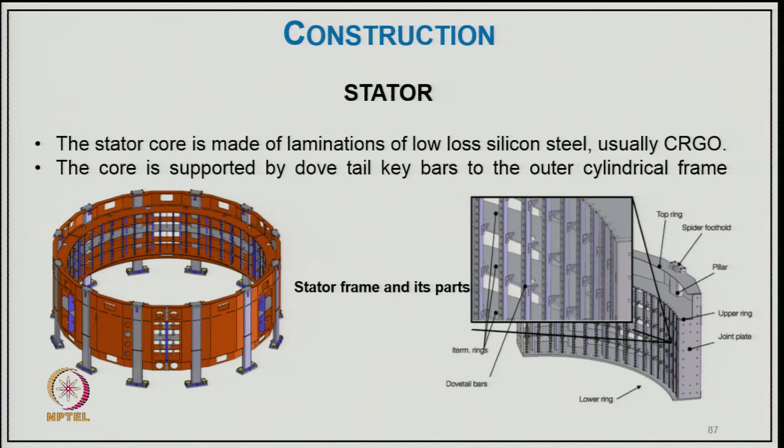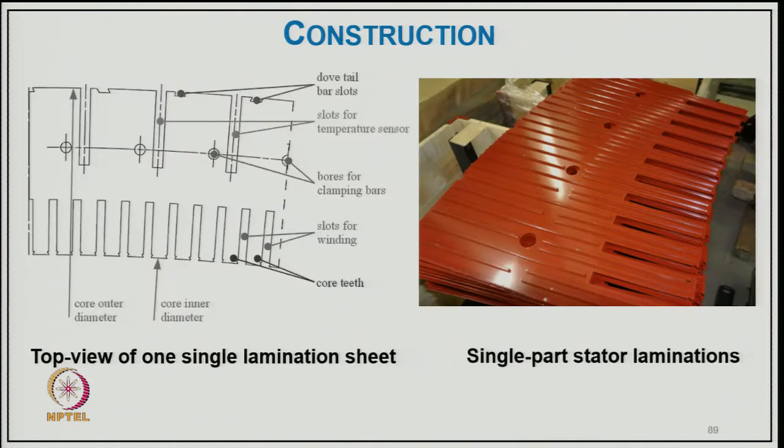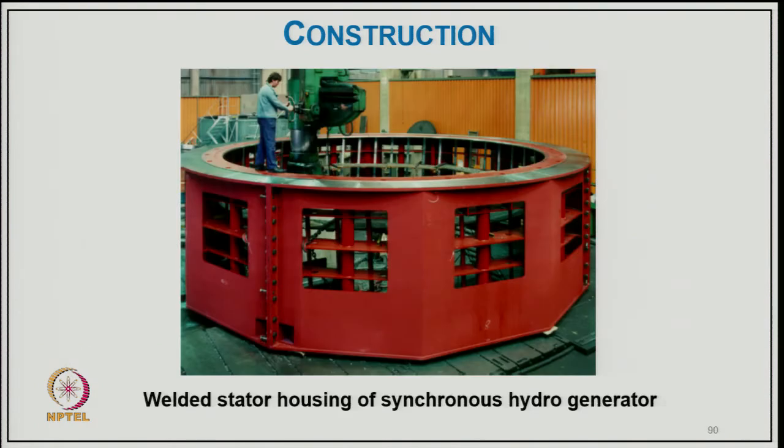The stator core is made of laminations of low loss silicon steel, usually CRGO, cold rolled grain oriented steel, and the core is supported by tie bars to the outer cylindrical frame. Here you can see the steel parts, the stacked stator core cross section, then the top view of one lamination sheet and a single part stator lamination.